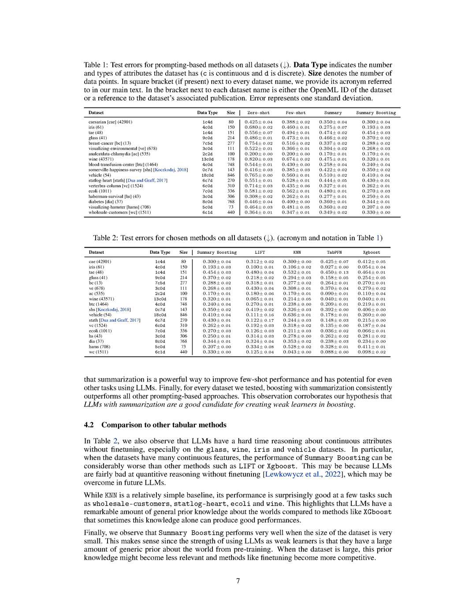Section summary. The analysis of prompting-based methods shows that zero-shot performs poorly on tabular datasets, highlighting the necessity of learning from the data. Few-shot consistently improves test performance compared to zero-shot, and summary further improves upon few-shot on all datasets except for Haberman survival and wholesale customers. Boosting with summarization consistently outperforms all other prompting-based approaches, making LLMs a good candidate for creating weak learners in boosting. However, LLMs have a hard time reasoning about continuous attributes without fine-tuning, and summary boosting may perform worse than other methods such as LIFT or XGBoost on datasets with many continuous features.